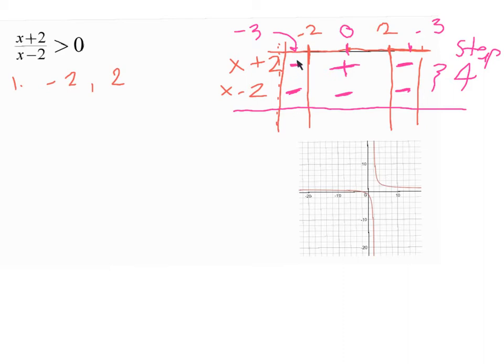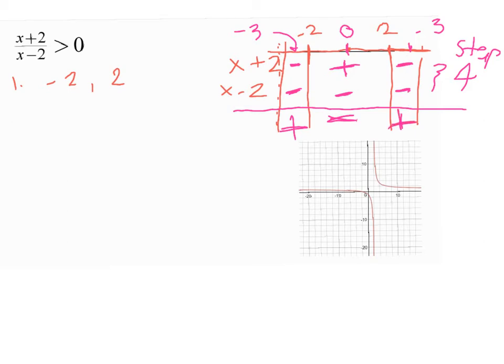In this column here, I found it. If I have a negative times a negative, I would get a positive number. In this column here, a positive number times a negative number gives me a negative number. And in the last column, I have a negative times a negative, and I get a positive.